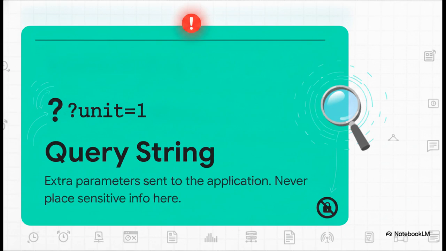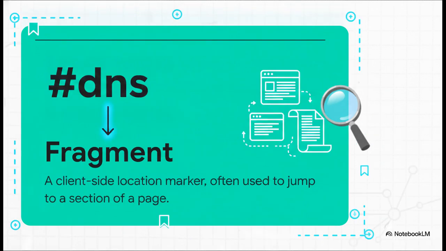You definitely don't want your password sitting around in plain text like that. And finally, right at the very end, introduced by a hashtag or pound sign, we have the fragment. Here it's #DNS. The fragment is pretty unique because it's purely a client-side location marker. It's essentially just a handy little bookmark for your browser. It tells your browser, hey, once you download this page, just scroll down automatically to the DNS section. It jumps you straight to exactly what you want to see.